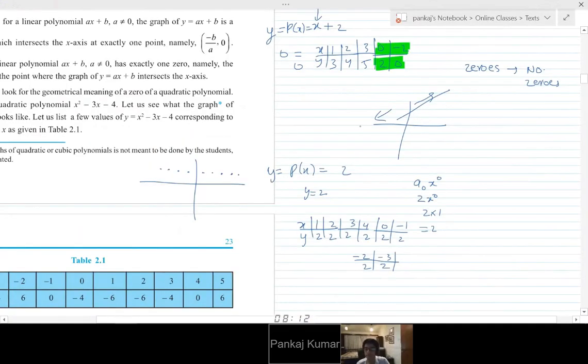So what we studied for linear is that it can have at most one zero. We can have a parallel line, or we can have an intersecting line. For an intersecting line, easily we can have one point on the x-axis. But when it is parallel, it can be at the bottom, here also, and it can be here also. This also, the x-axis also, y is equal to 0. So we can't say that it has infinite zeros.